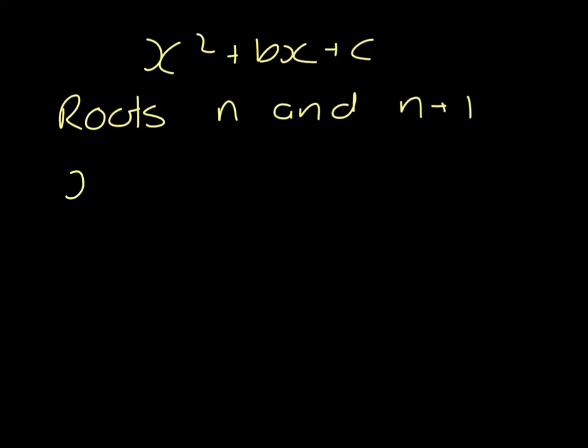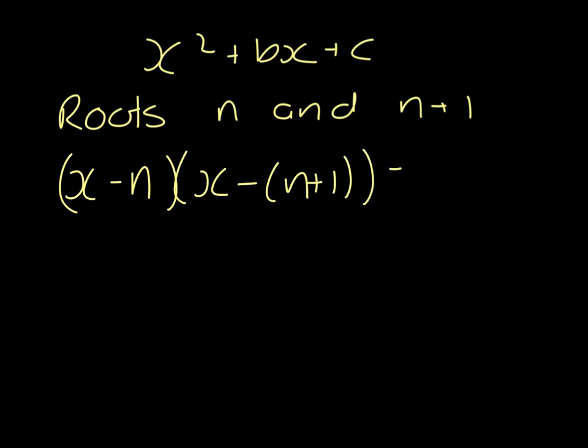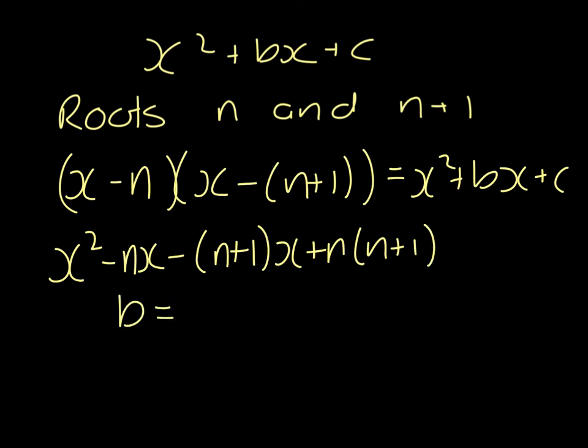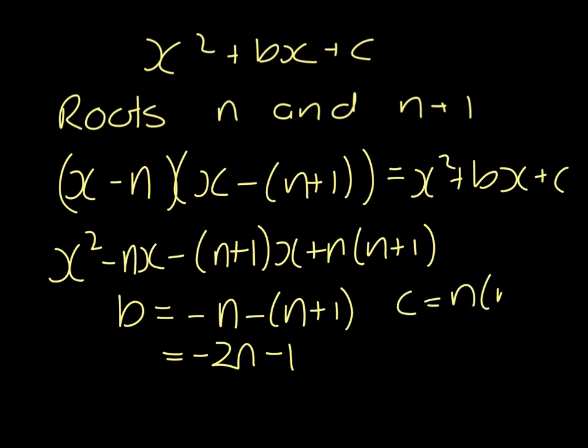So the roots of the equation, then x minus n times x minus n plus 1 will have to equal x squared plus bx plus c. If we expand out the brackets, we get x squared minus nx minus n plus 1 times x plus n times n plus 1. So b would be minus n minus n plus 1, so that's minus 2n minus 1, and c must be n times n plus 1.